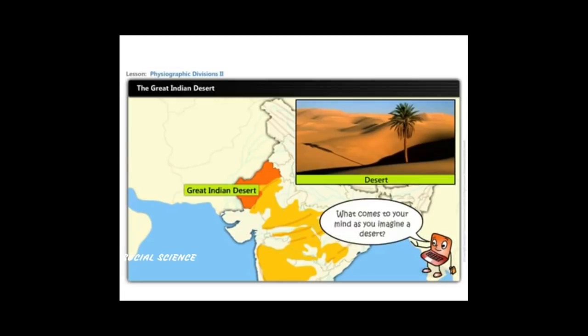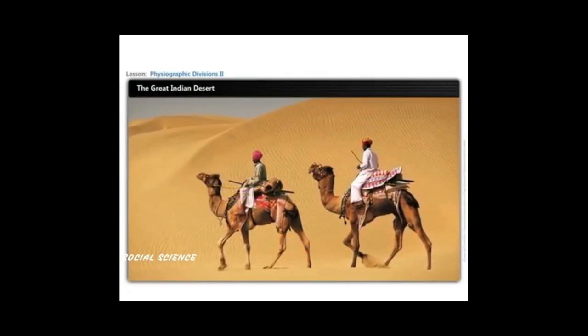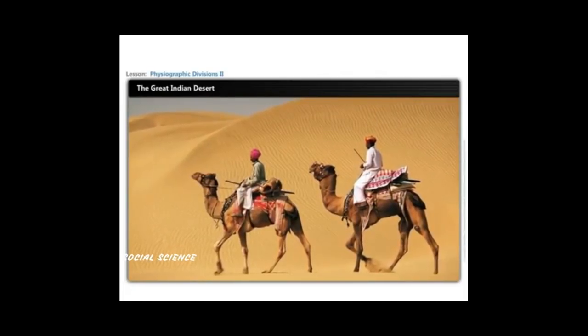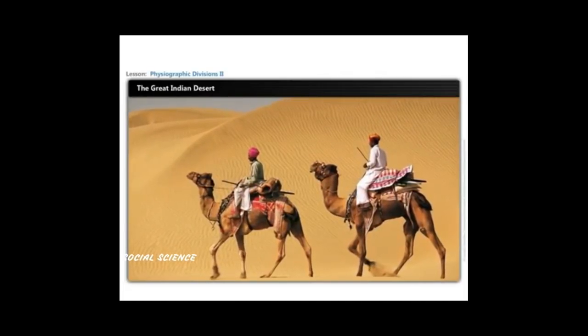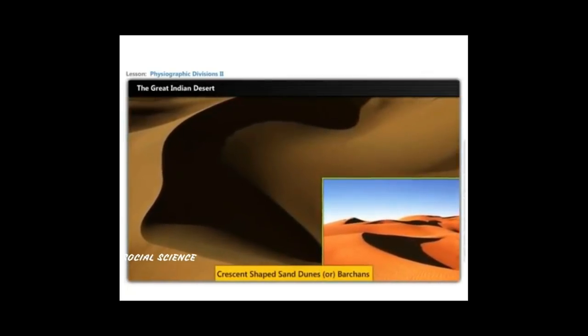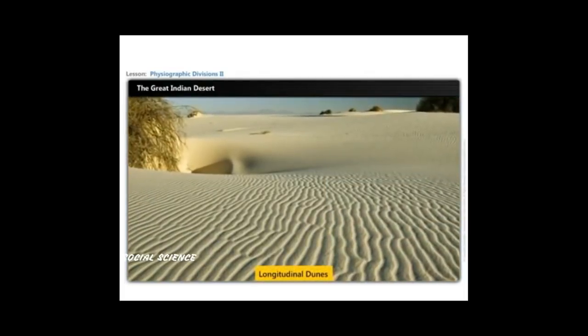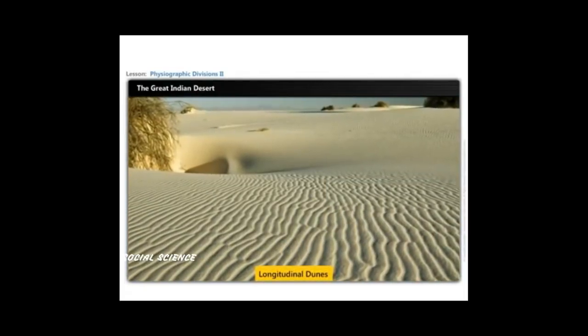What comes to your mind as you imagine a desert? Camels in vast stretches of sand dunes are the first image coming to your mind as we think of a desert. Crescent-shaped sand dunes or barchans cover large areas. Near the Indo-Pakistan boundary, longitudinal dunes are more prominent.